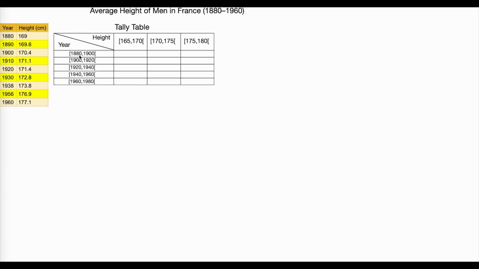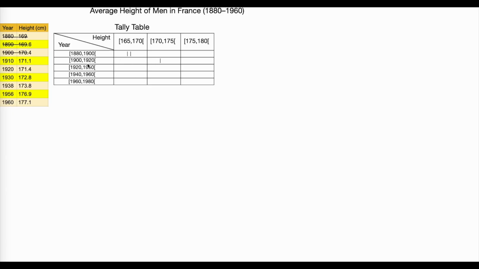1880, we had 169. 1880 is in here. 169 is right here. I put 1 there, then cross that off. Then 1890 is 169. 1890 is in here as well. 169 is another one right here. Cross that off. Then 1900, we have 170.4. That brings us down here. 170.4 is going to be right in here. Cross it off, put a 1.